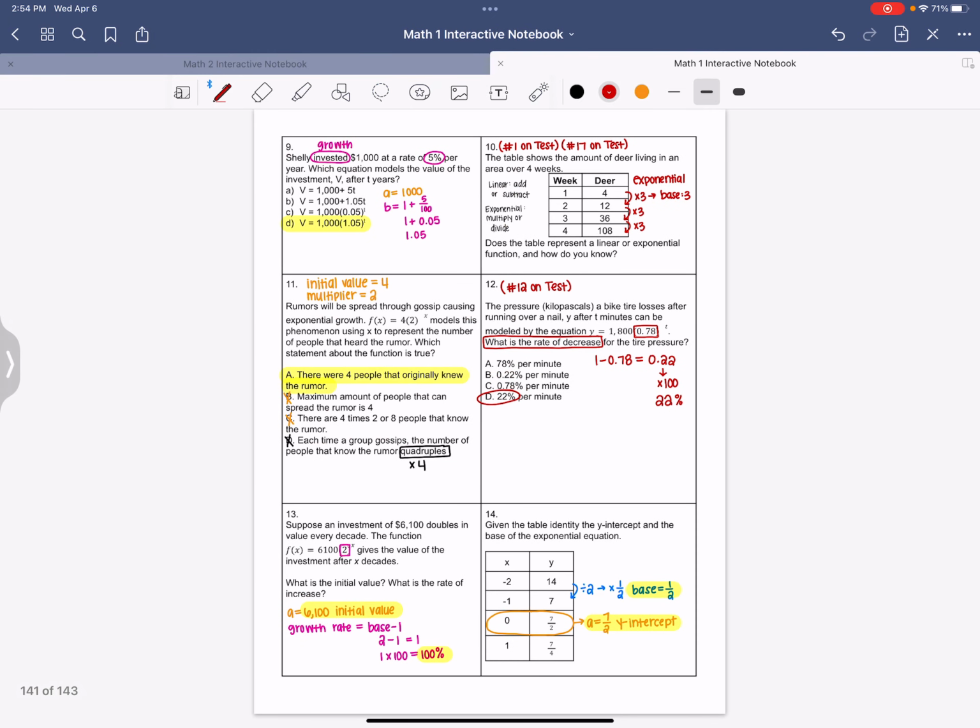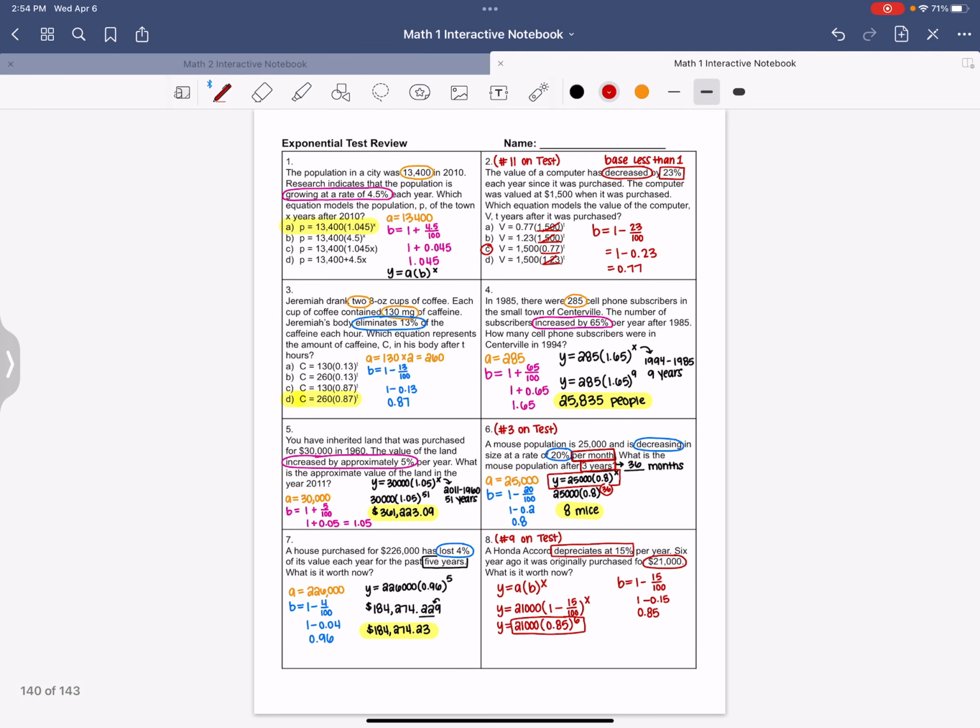I'm going to glance back through these. I think those were the only ones that were really commonly missed by a lot of students. So if you missed any of those, you can rewind this video and watch it as you're going through your test corrections. Make sure that you show your work and turn those in when you're finished.